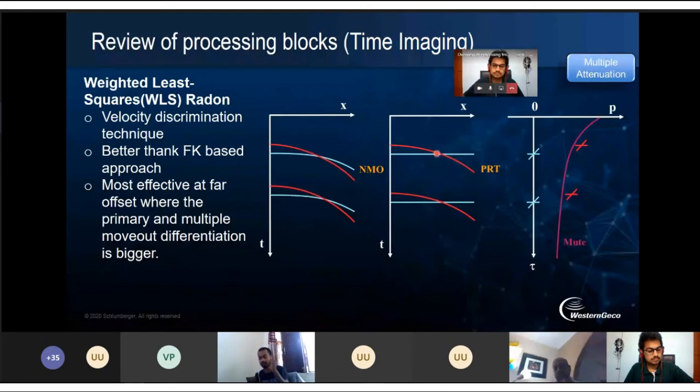There is also PDCon, where the transform is focused to a point in the best possible way. Radon is an old concept, but the focusing has been increased, and that makes it a little different from the common radon available in very common software.